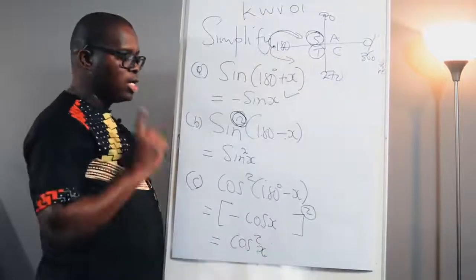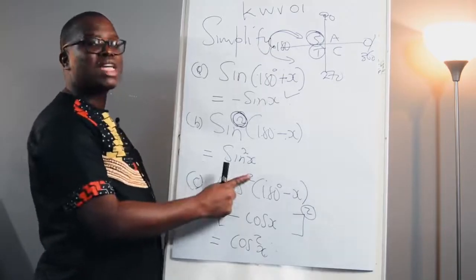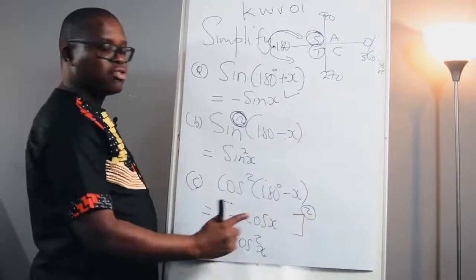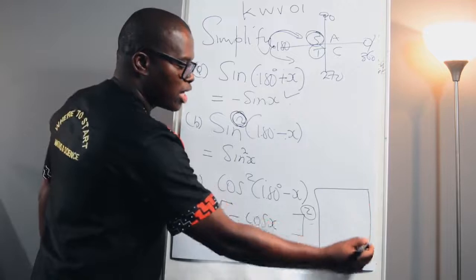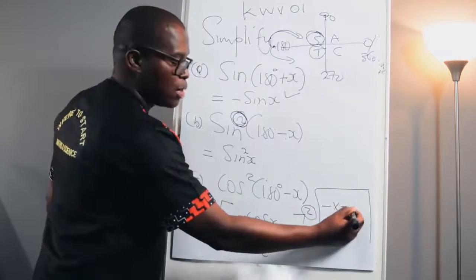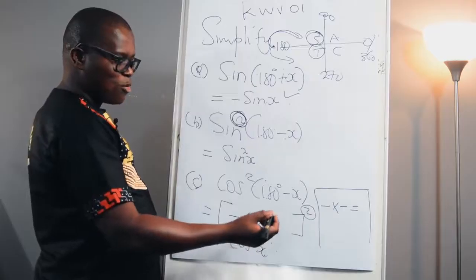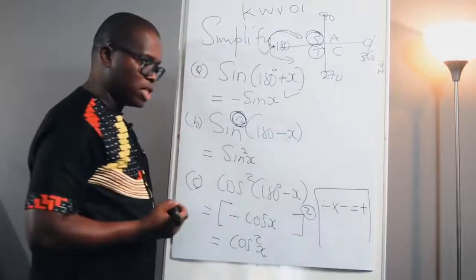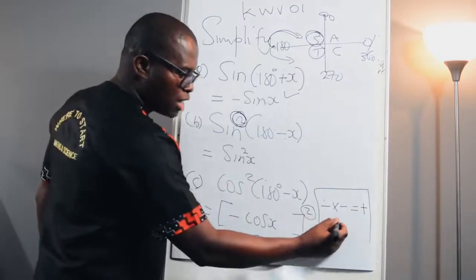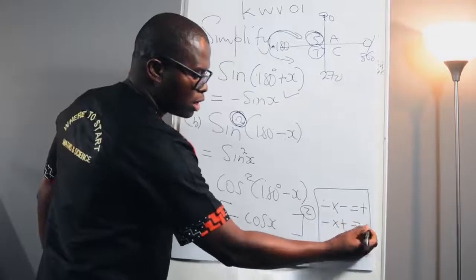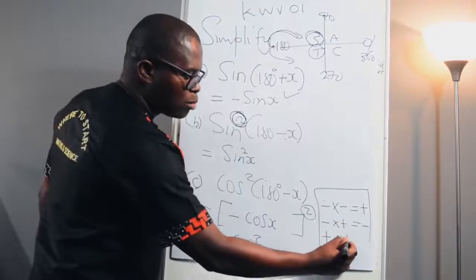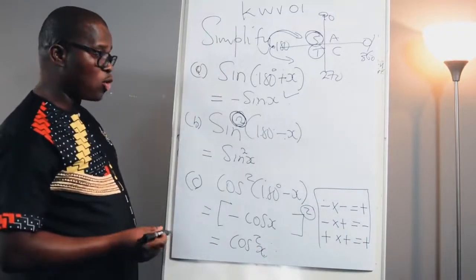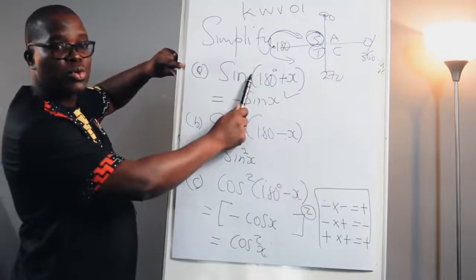Whenever there is a square, the answer will always be positive. You remember this from grade 8. Negative times negative, the answer is positive. Negative times positive, the answer would always give you negative. And a positive times positive, the answer is positive. So that is what we call sign operations. You cannot forget them.